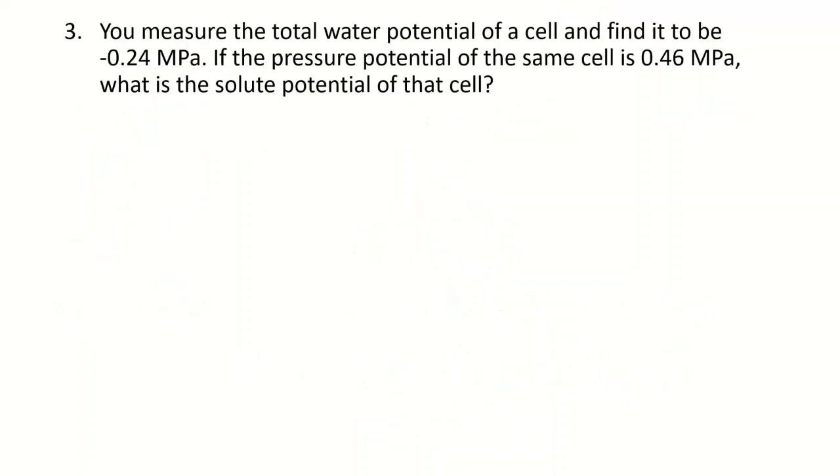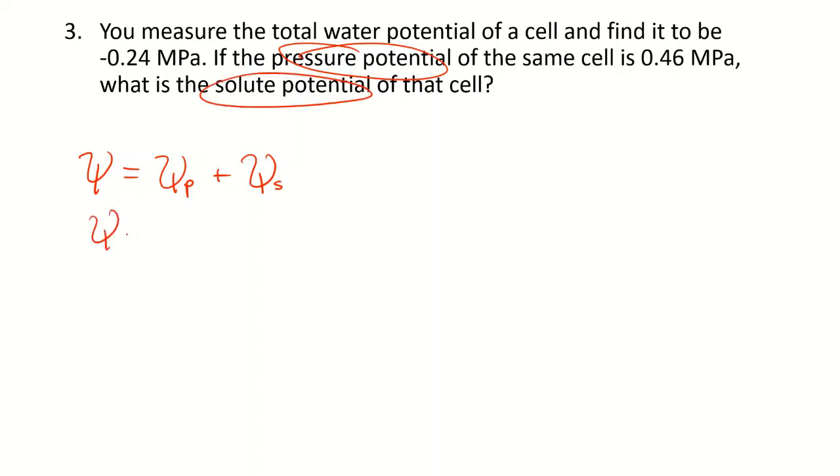All right, let's do the third question. You measured the total water potential of a cell and find it to be negative 0.24 megapascals. Or millipascals. If the pressure potential of the same cell is 0.46, what is the solute potential of that cell? So for this, we're probably going to use this equation. Our total water potential equals our pressure potential plus our solute potential. We are given our pressure potential. We are looking for our solute potential.